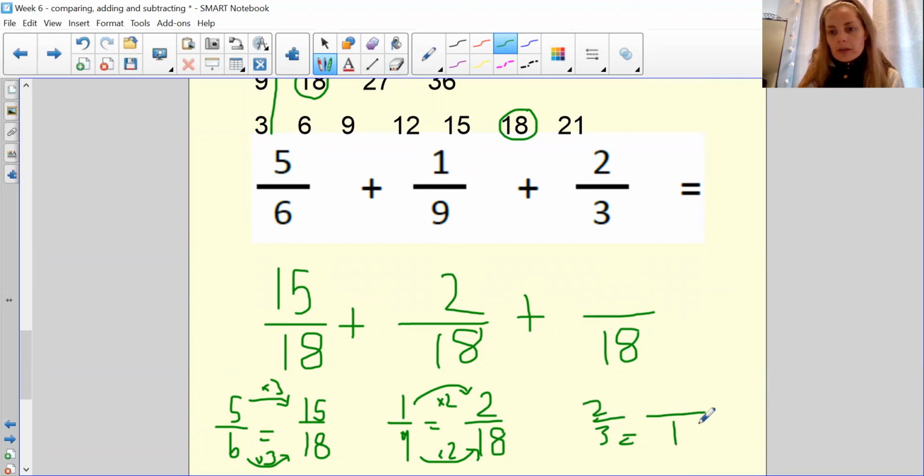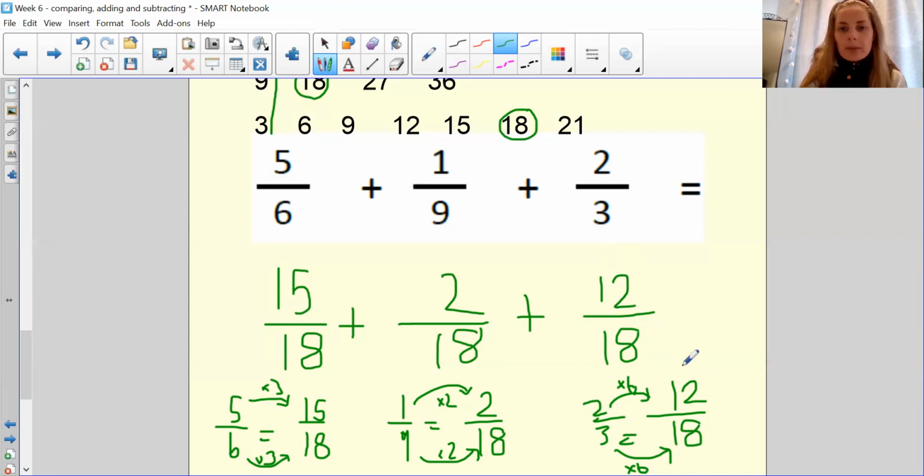equals how many 18s? And I say 3 times 6 is going to be 18. So I'm going to say 2 times 6, because remember, whatever I do to the one, I need to do to the other. It's going to be 12. And then I put the 12 there.